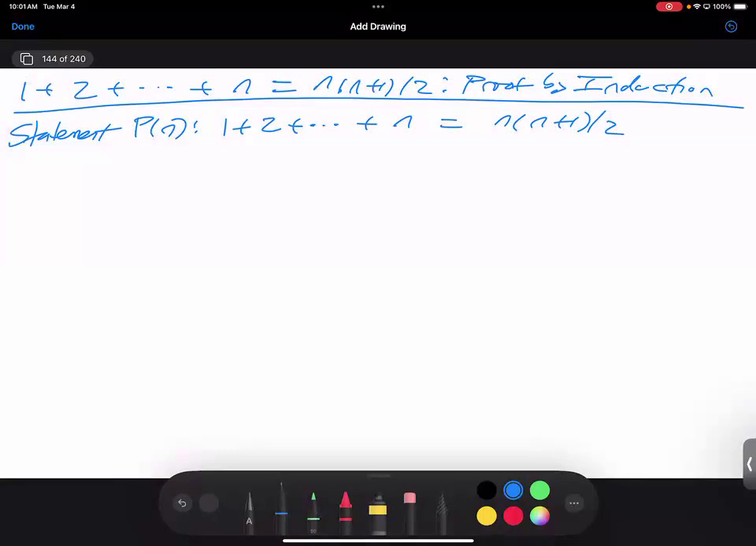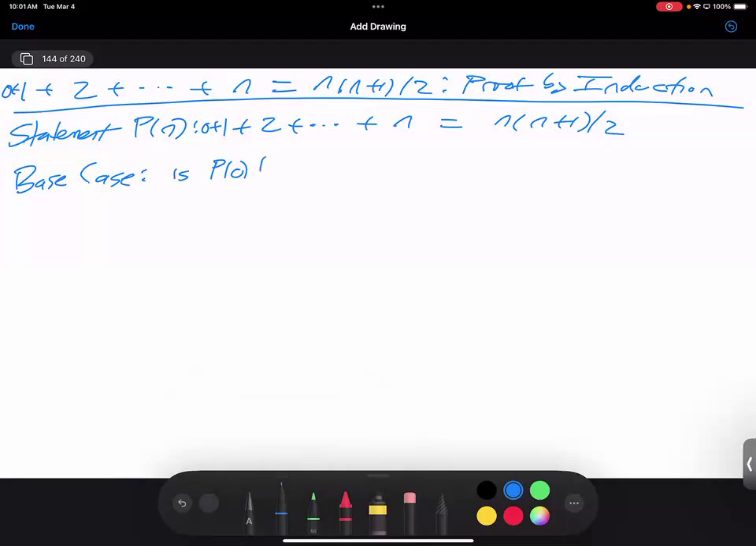I should start with 0. So I could do it either way. I could have the sum starting at 0 and do it like this, or I could have the sum starting at 1. It doesn't really matter. So then we do the basis case. So the base case.